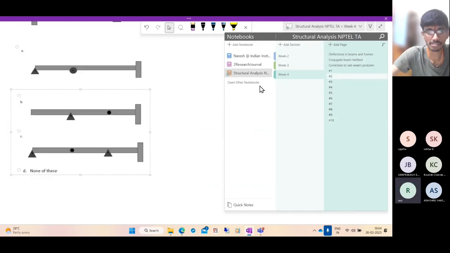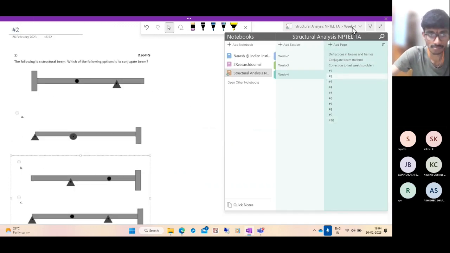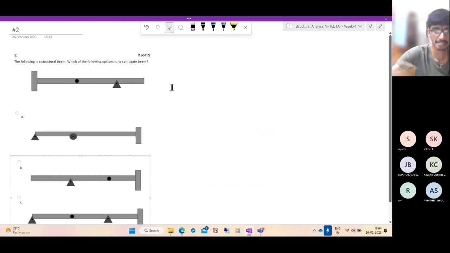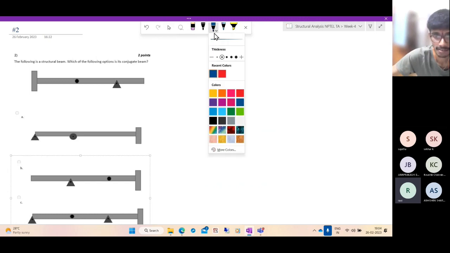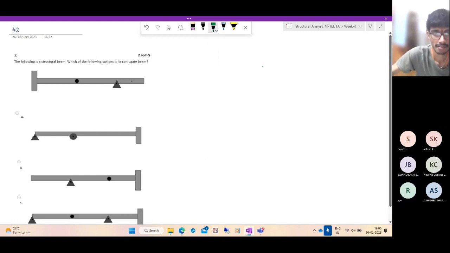Now, let's go to the second question. Again, it's a simple question, along the same lines as the last one. So this is a real beam. Again, let me call these points A, B, C, and D.